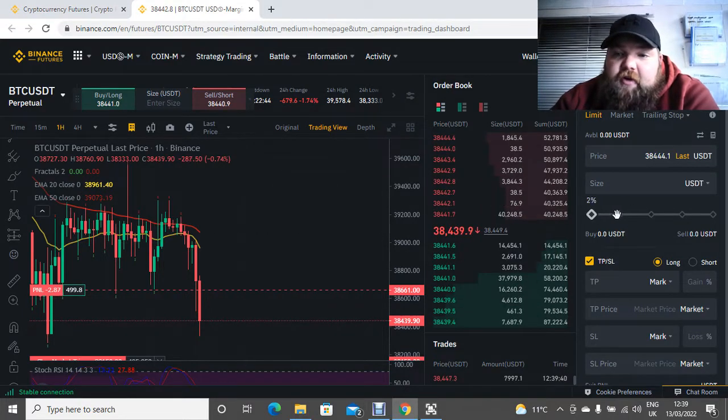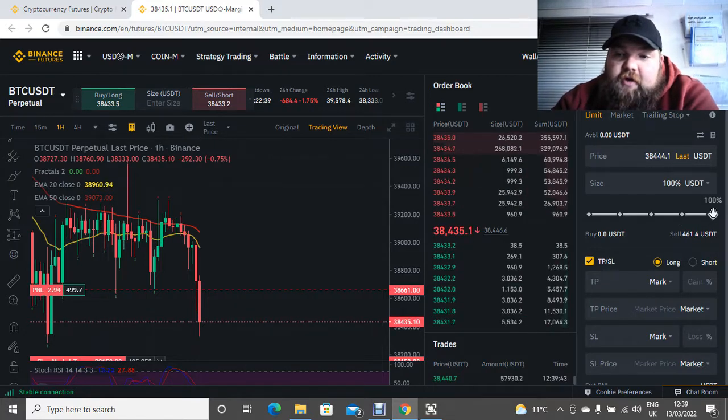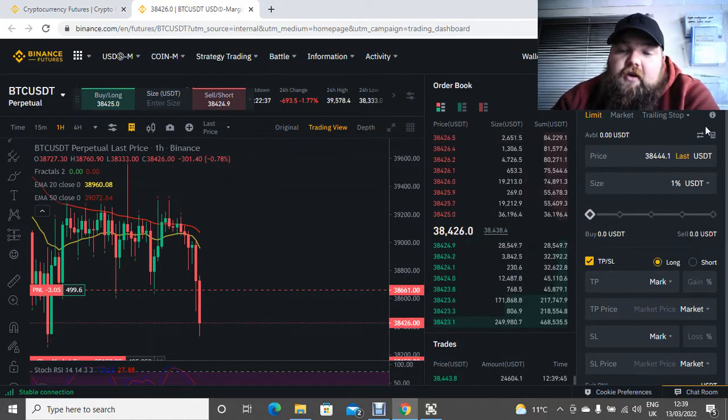So, and you can move it on a bar down here. It's pretty handy, so it comes up in percentage and so on. Then another thing we need to look at is leverage.